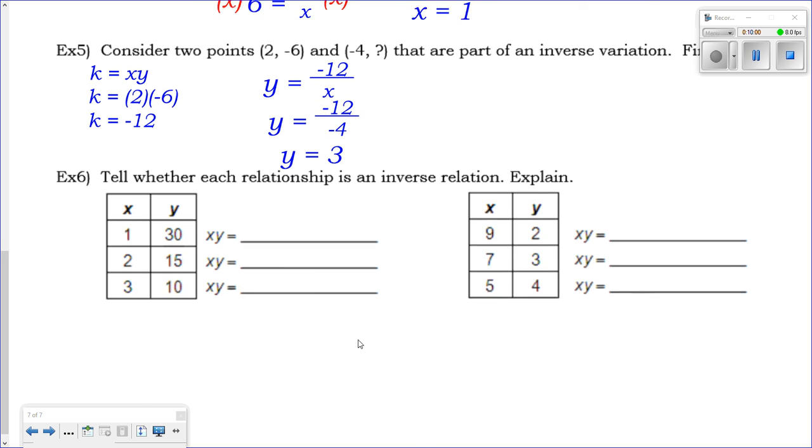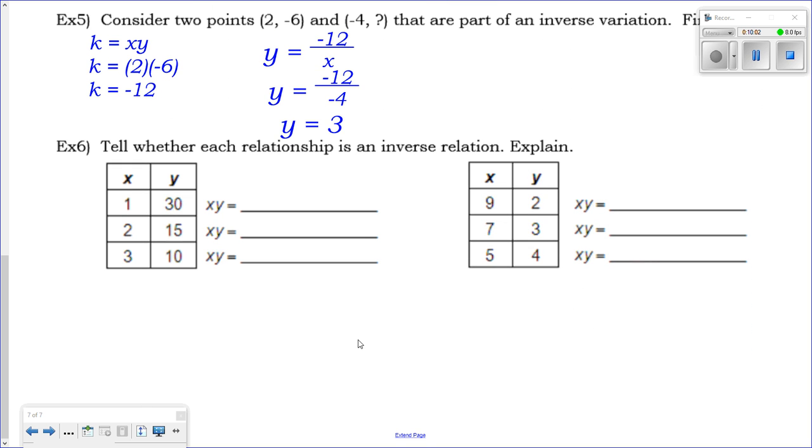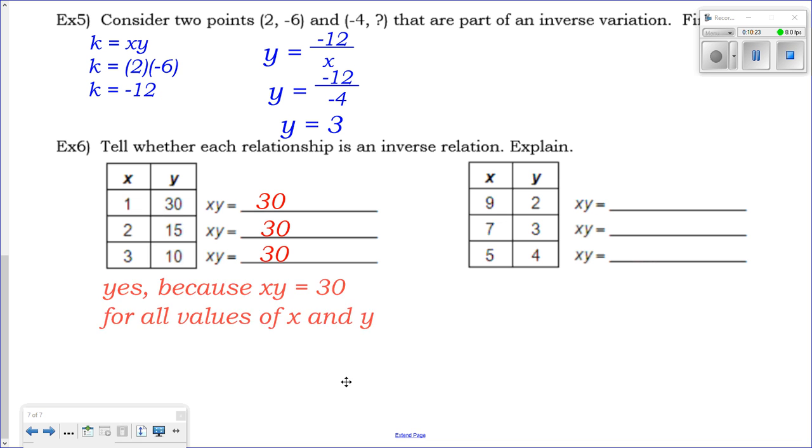All right, the last part, example 6: tell whether each relationship is an inverse variation. This kind of tells you what to do. Just do x times y and see what you get. For 1 and 30, we do 1 times 30. What does that give me? 30. Okay, 2 times 15. What does that give me? 30. And 3 times 10? 30. So yes, this is an inverse variation because for all values of x and y, you always get 30.